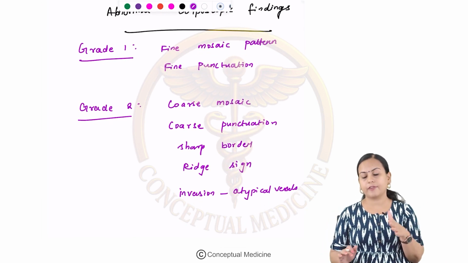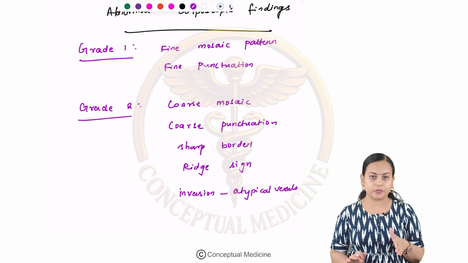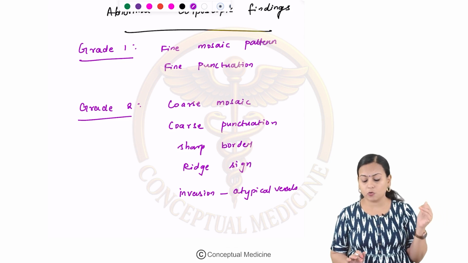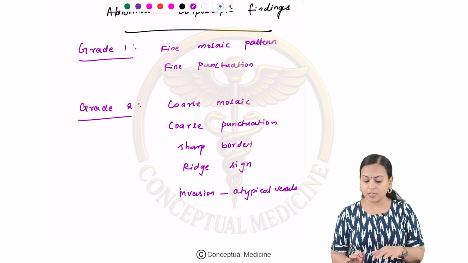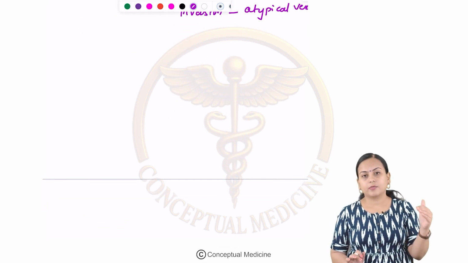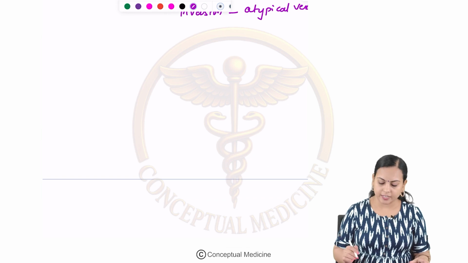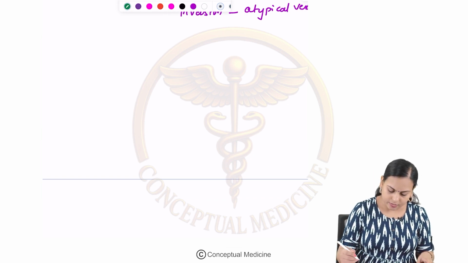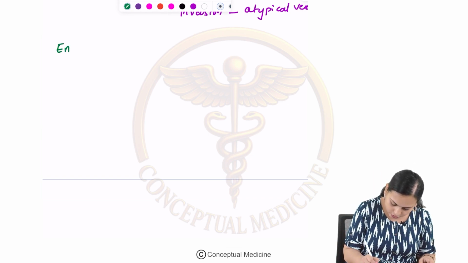Grade 1, there will be a fine mosaic pattern or a fine punctuation. Grade 2, where it will be a coarse mosaic pattern or a coarse punctuation with a sharp border, ridge sign, and there will be invasion that will be seen with atypical vessels. Clear? And the next one is endocervical curettage.